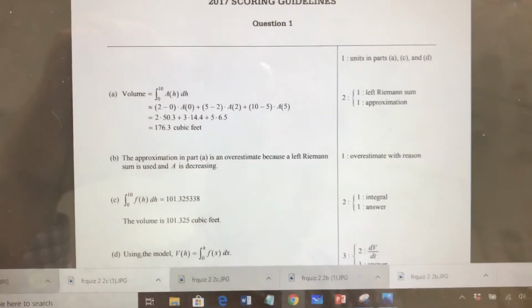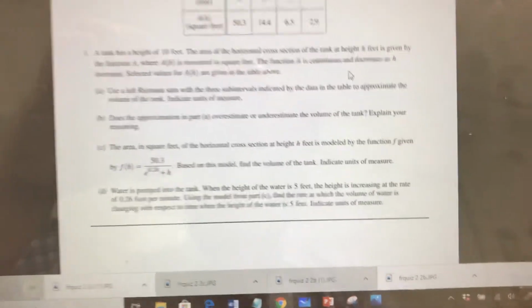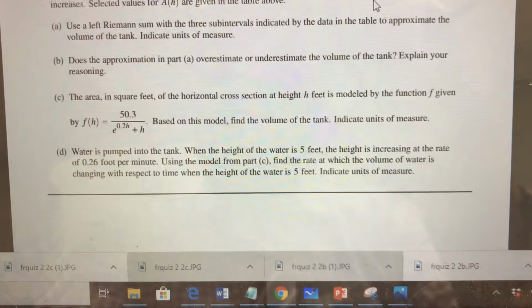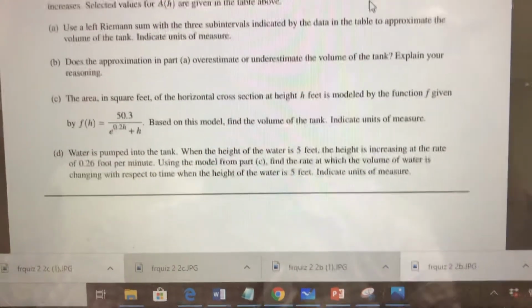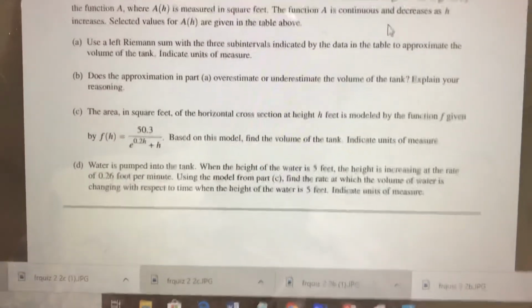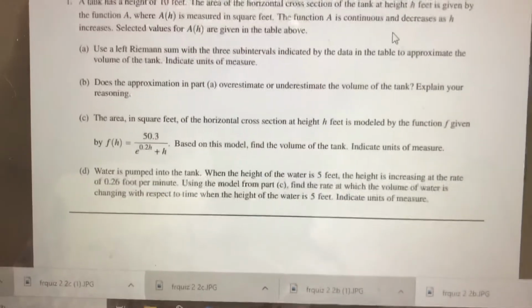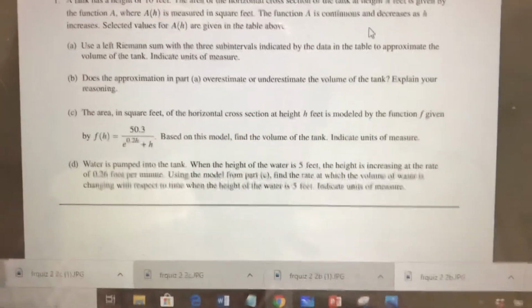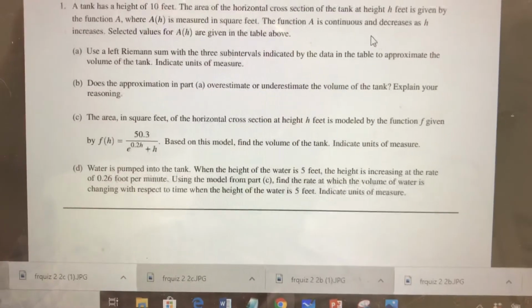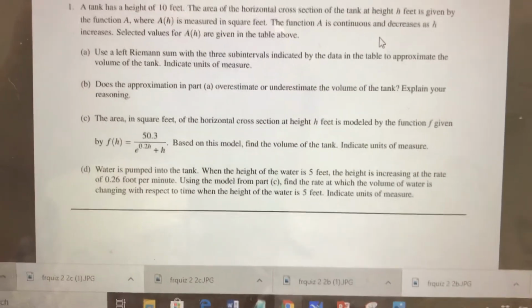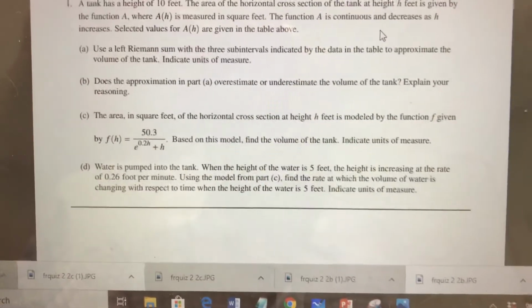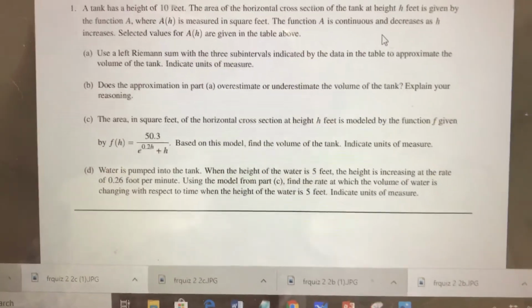Okay, let's look at the final part of this one. I think it's a related rates problem. It says water is pumped in the tank when the height is 5 feet, the height is increasing. When you're doing a related rates problem, you always want to list out your variables. So the height increasing, that's a dh/dt, that's an increase, so it's positive. So that's 0.26 feet per minute. They want the rate at which the volume of the water is changing, so we want dV/dt here.